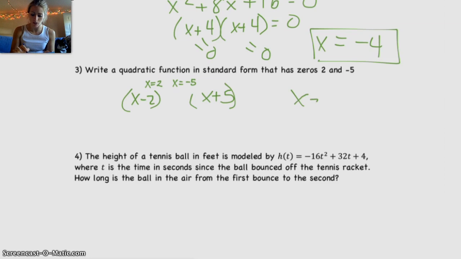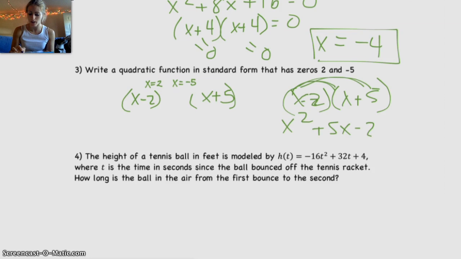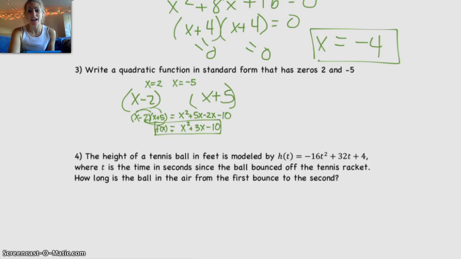I get x minus 2 times x plus 5. And then if I want it in standard form, I have to multiply it out. I get x squared plus 5x minus 2x minus 10, and then simplify. There's the answer to 3, and check the answer to 4.